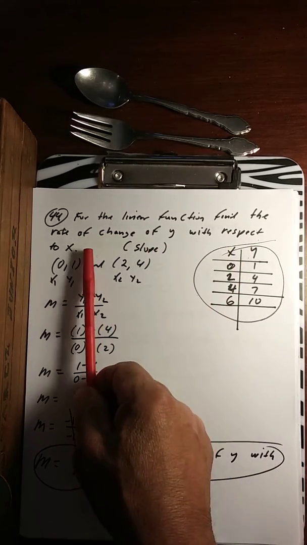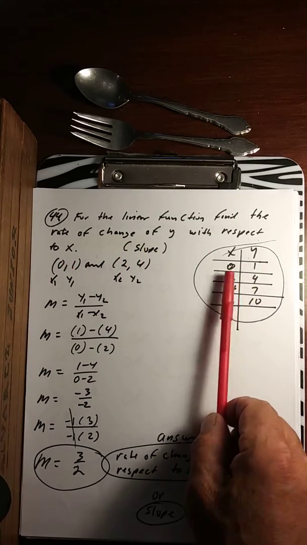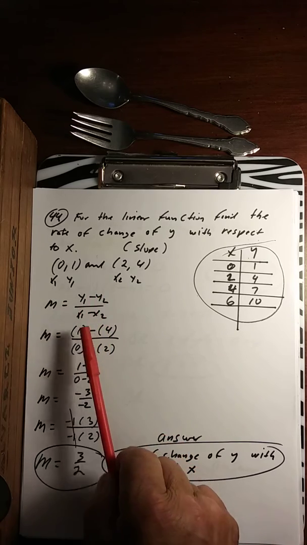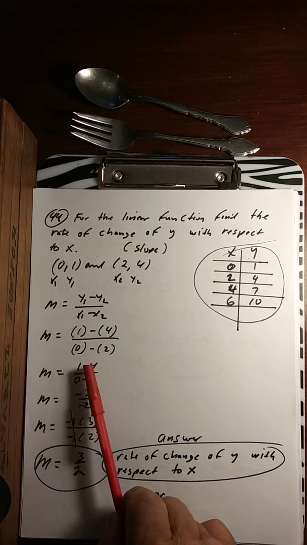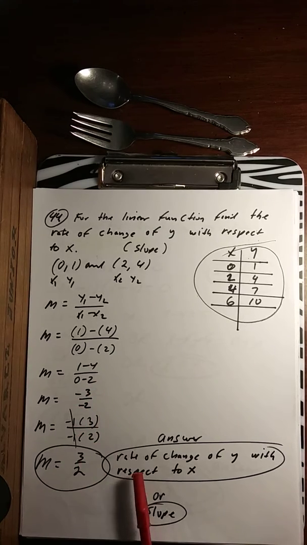The linear function, find the rate of change of y with respect to x. So I'm going to try these numbers right here, 0, 1, 2, 4. Slope formula. 1 minus 4 is 0 minus 2. 1 minus 4 is negative 3. That's going to be negative 2. Negative negative is a positive, 3 over 2. So the rate of change of y with respect to x is 3 over 2, or the slope.